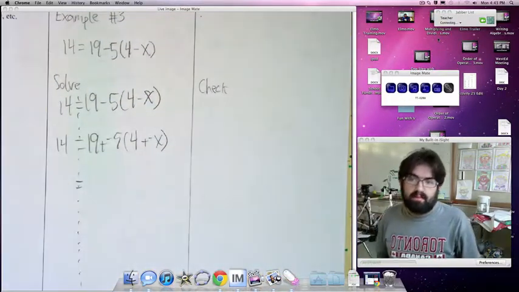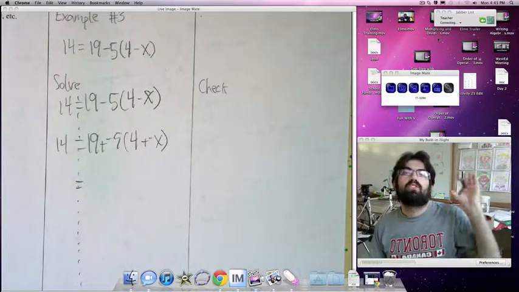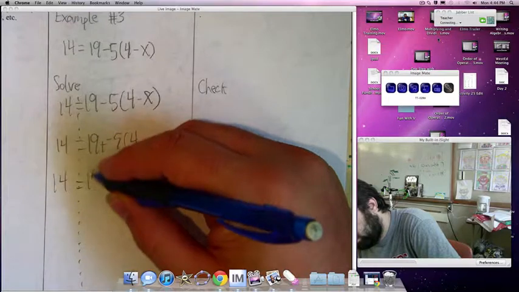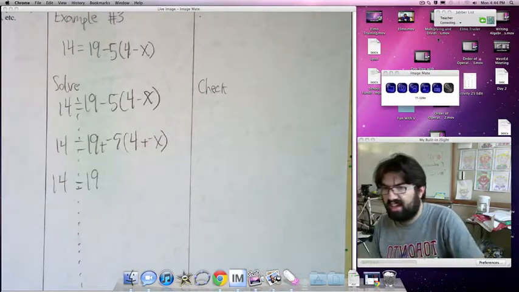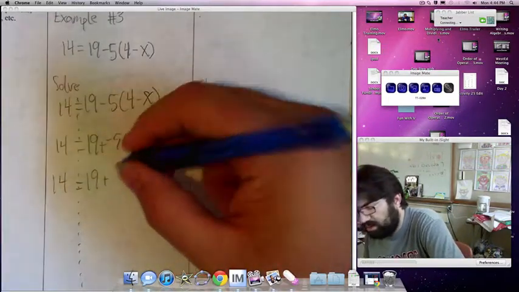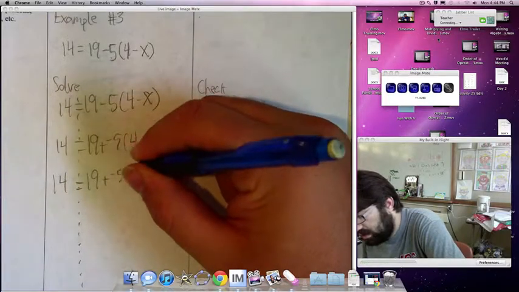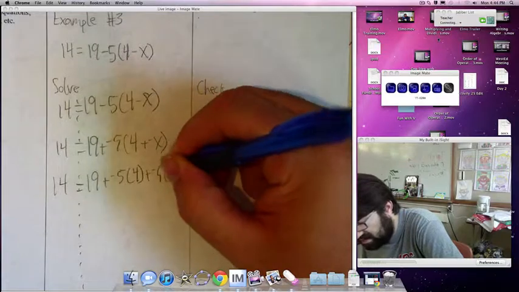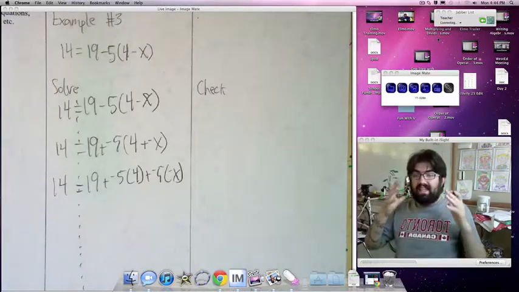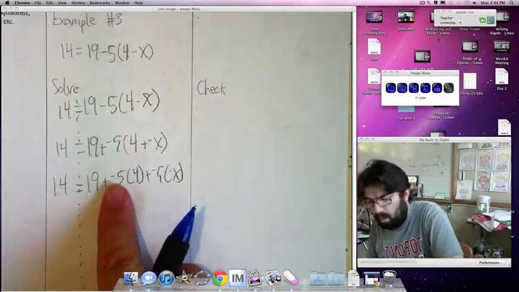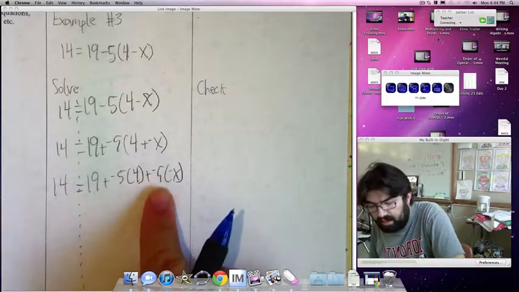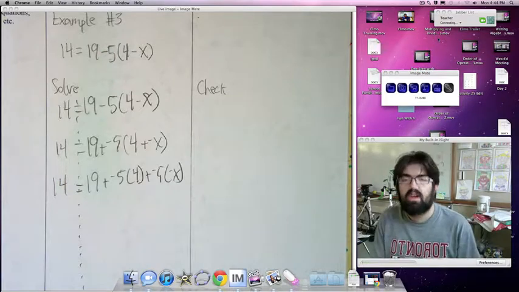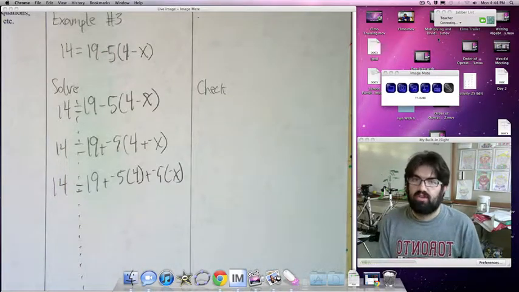Order of operations, I've done my rewrite. Now I'm going to distribute. 19 doesn't change, it's hanging out. Plus negative 5 times 4 plus negative 5 times negative x. I keep the negative with the 5. Both of them get negative 5, not positive 5. If you lose the negative, you will get the wrong answer.